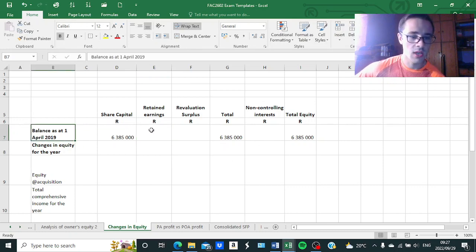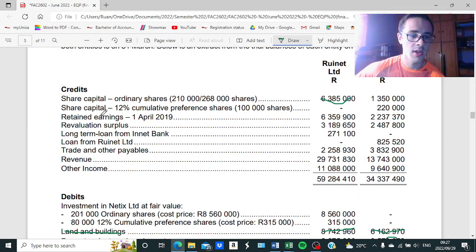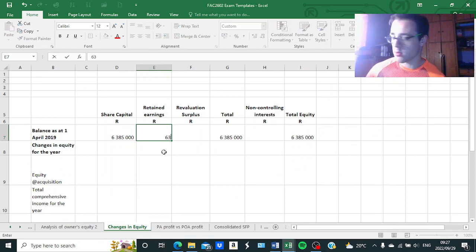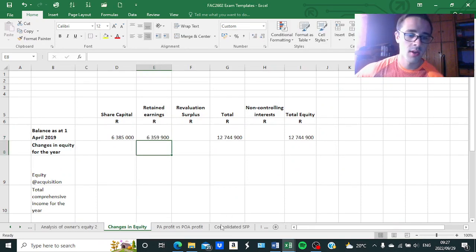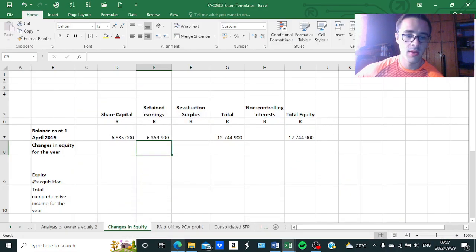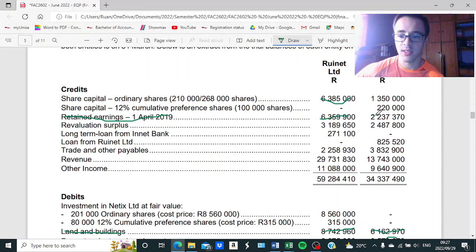So balance at the 1st of April 2019 only for the parent, and this amount was given as 6,359,900. This was the balance given in the trial balance. We have already eliminated, or we have taken into account, the retained earnings balance of the subsidiary. So please just ignore that.